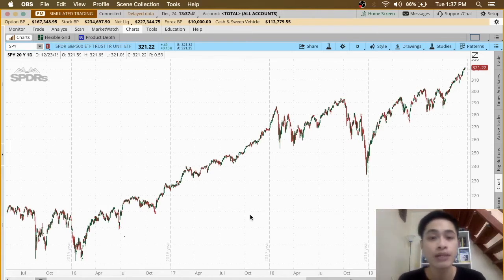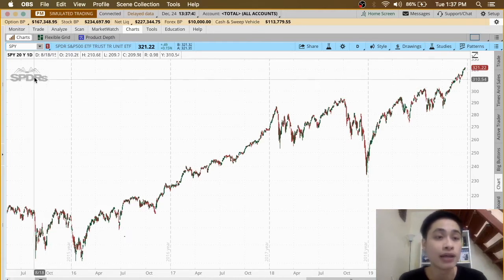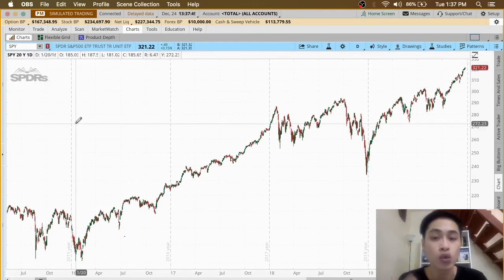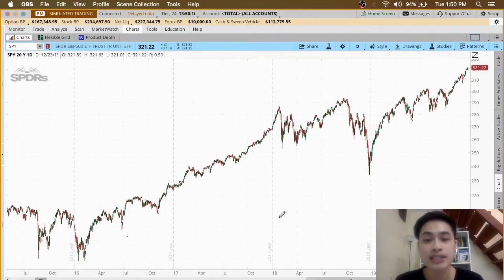Okay, so this is the price chart of the Spider. The Spider, or the SPY, is the US ETF. On this chart, can you identify where the support and resistance levels are? Take a moment to pause this video and identify the support and resistance levels by yourself. Alright, have you identified where they are?